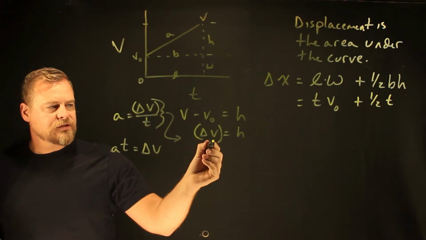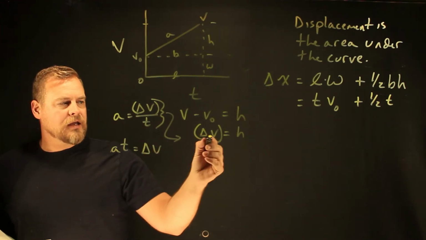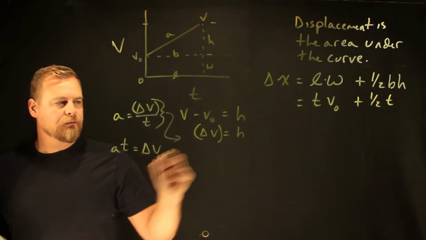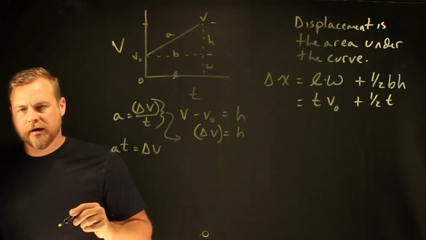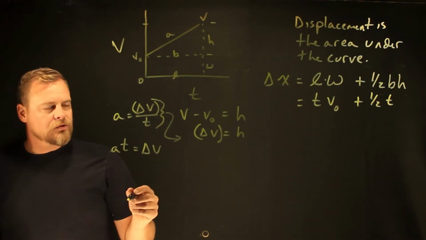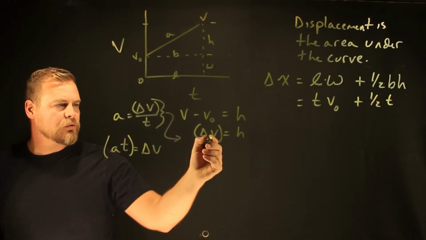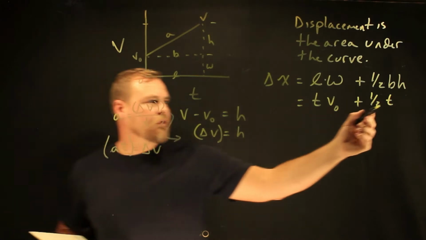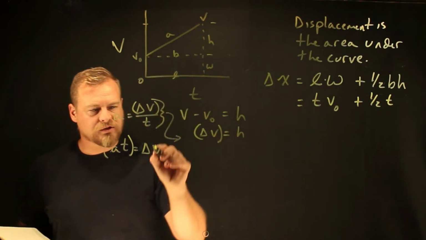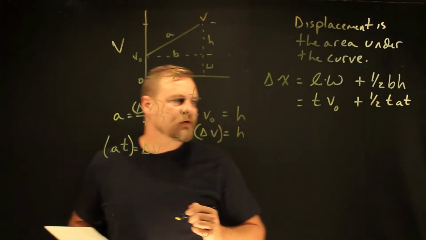And so because this is change in velocity and this is change in velocity, it's kind of like this: a equals b and a equals c, therefore b equals c, right? That transitive property, I think is what that's called. And so what I can do is take this and substitute it where I would put this. So over here where I had 1/2 base height, my height was equal to change in velocity. My change in velocity is equal to at, and so I can stick at over here.